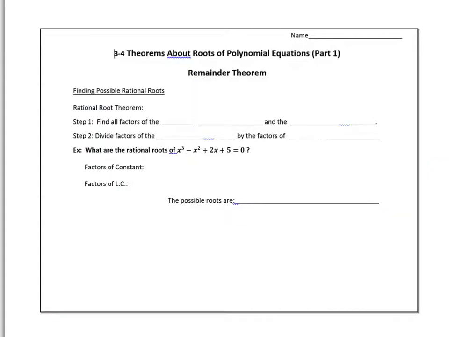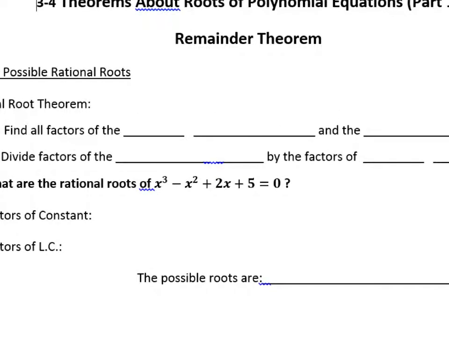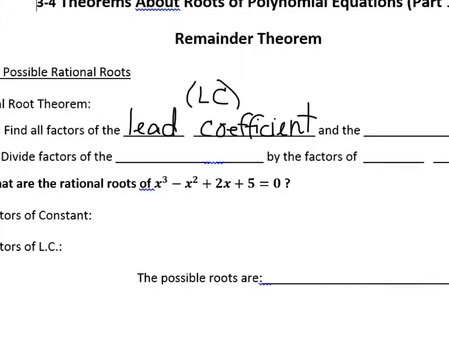Today we're going to use the remainder theorem to find possible roots and then to find actual roots. So we have what we call the rational root theorem, which says we're going to find all the factors of the lead coefficient, we're going to refer to that as the LC. And remember, it's the coefficient to the highest exponent.